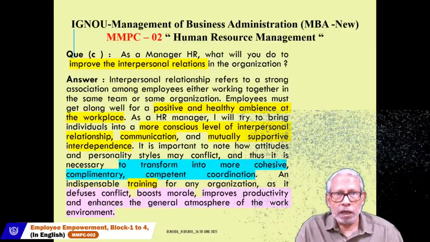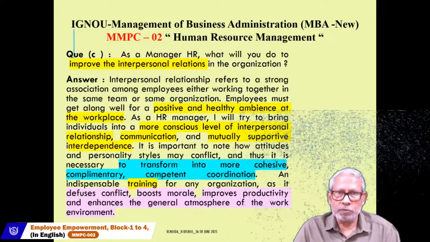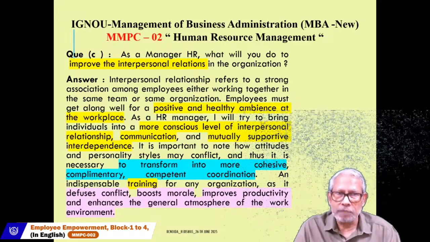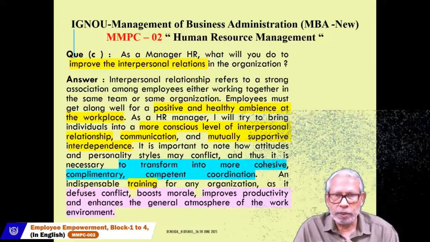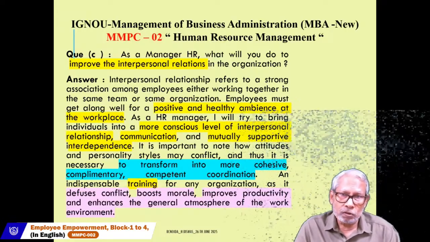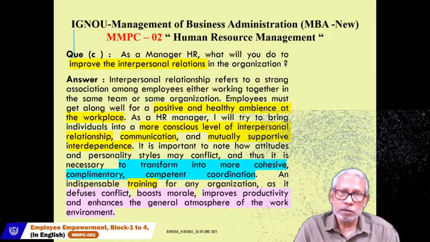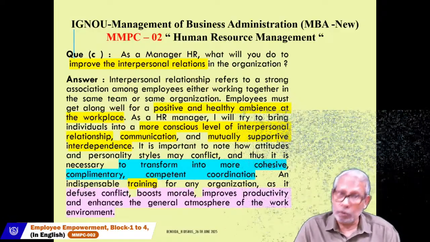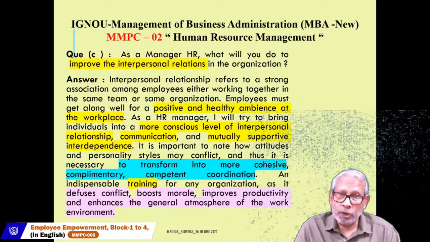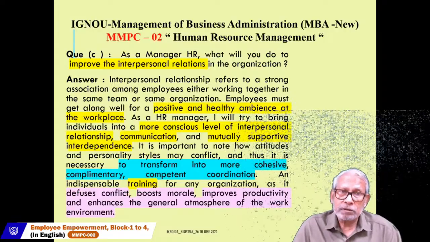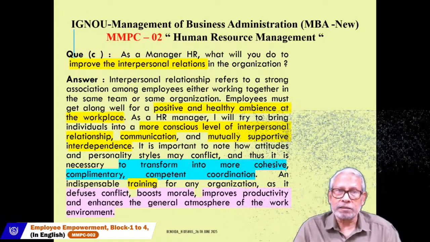Third question, how to improve the interpersonal relations. Here, you have to create a positive and healthy ambience in the workplace so that conflict and argument can be reduced. I will also try to bring individuals to a more conscious level of interpersonal relationships and communications. If any communication gaps are there, you have to improve them. Mutually supportive interdependence is very important, where you have to show togetherness and develop a cohesive nature.